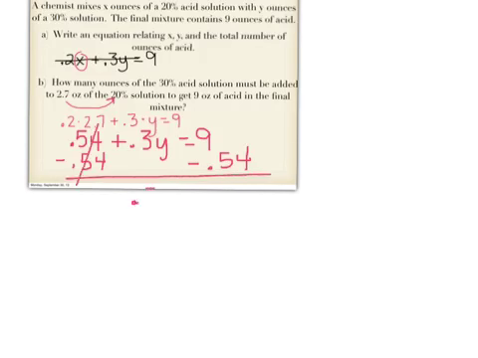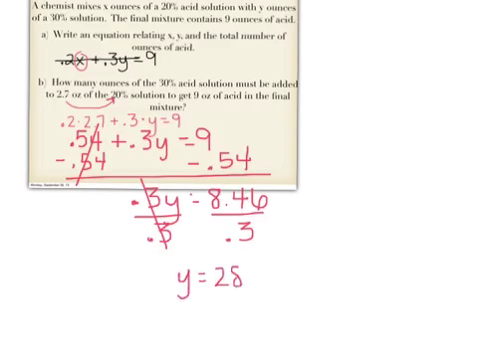So I get 0.3y equals 8.46. Thank you, 8.46. Divide by 0.3, I got 28.2. Okay. Wait, 8.46? I got 4.86. 9 minus 0.54? Oh, 9 minus. Oh, yeah. Oops, I didn't multiply. Okay.